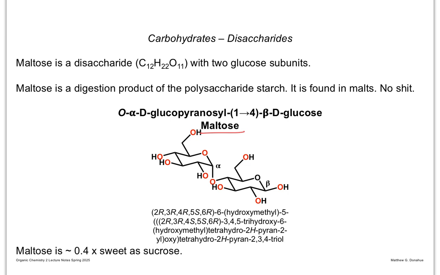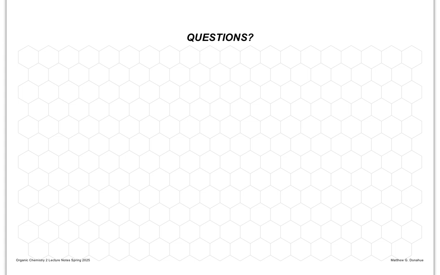So maltose now is 2 glucoses, and they're linked through an alpha linkage. So again, carbons 1 to 4. And then maltose has the sort of same sweetness perception as lactose. It's not as sweet as table sugar. Questions? No questions.